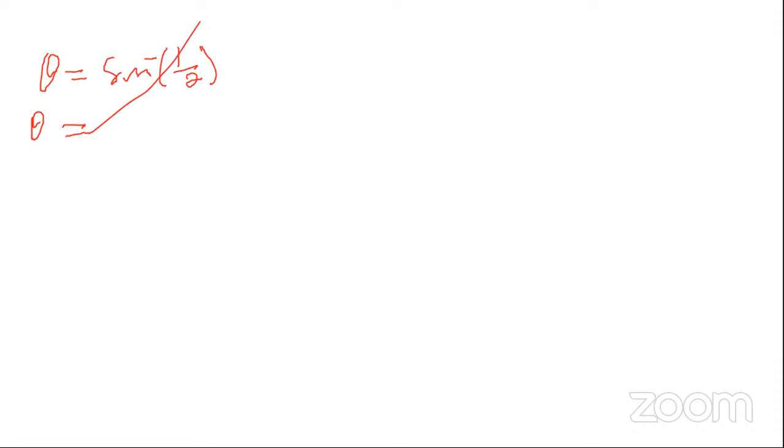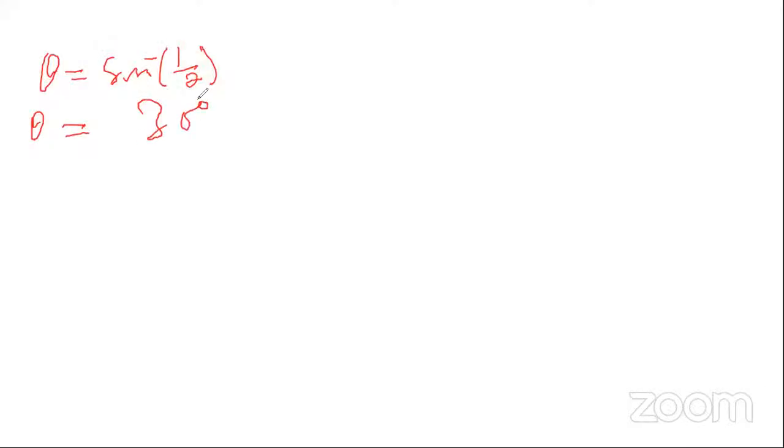Sine inverse of a half is 30°. Since sine is positive, we get another angle in the second quadrant, which is 180 minus 30. So our angles here will be 30 and 150.